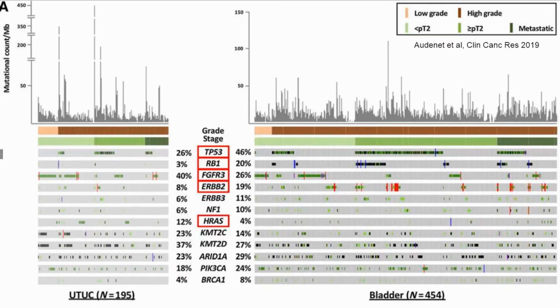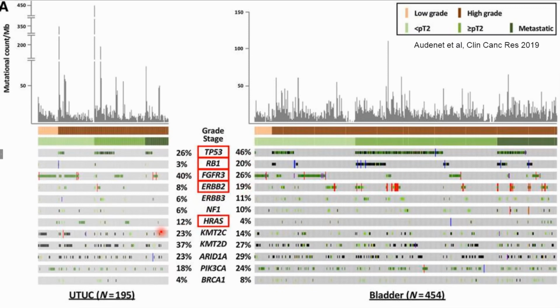So it's only DNA changes that we're looking at here. And if you look at all comers, on the left we have upper tract, on the right we have bladder. You can see that there's low grade and high grade, and there's non-muscle invasive, muscle invasive, and metastatic. So it's quite a mix. But if you look at the highest level, you see there's more P53 and RB1 alterations in bladder, but more FGFR3 in upper tract, more ERBB2, which is the gene that codes for HER2, in bladder, but more HRAS in upper tract.